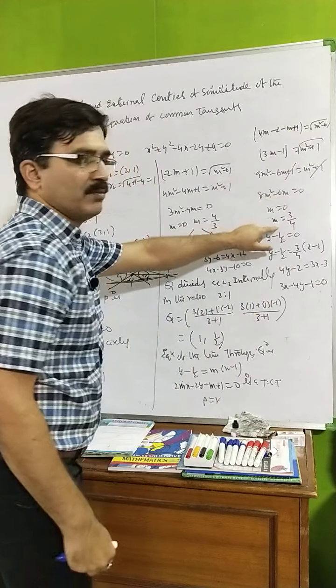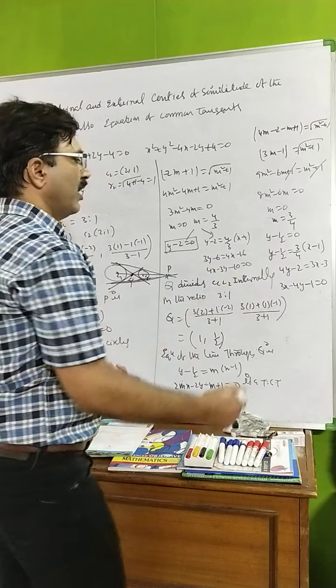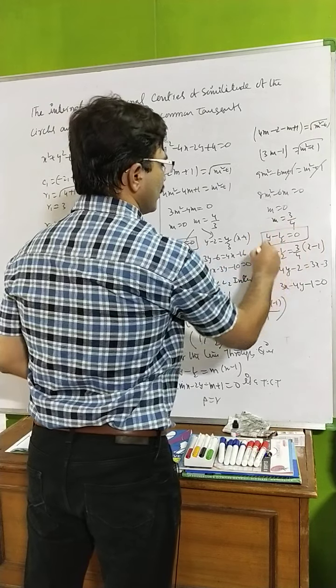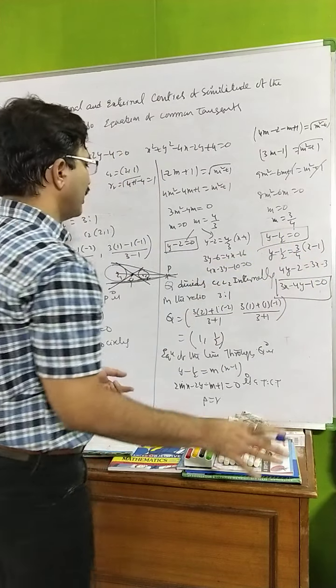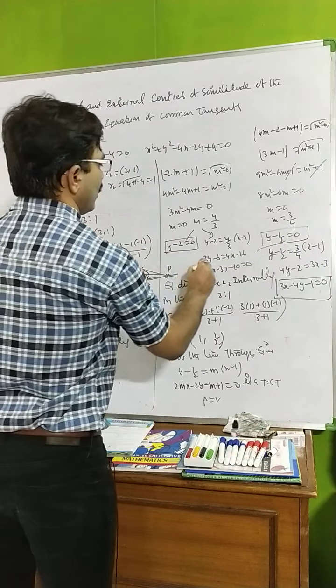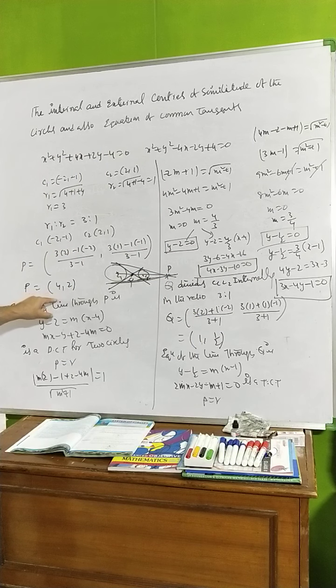M is 0 and M is equal to what? 3 by 4. I substituted here, and I got the two equations. One equation is this, the another equation is this one. These two are transverse common tangents and these two are direct common tangents. And P is the external center of similitude and Q is the internal center of similitude.